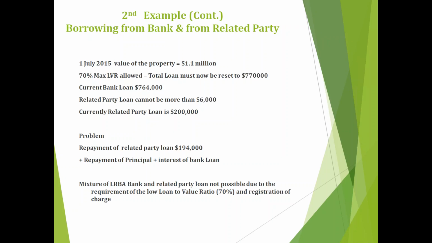Further, a registered mortgage will be required for the property, which will not be possible since the bank would already have a mortgage over the property. Again, these are some of the reasons we feel will make a mixture of LRBA bank and related party loan impossible going forward.